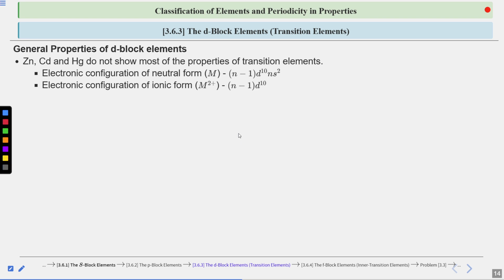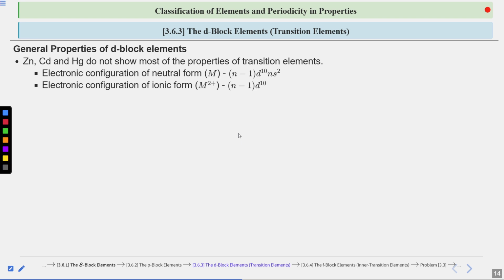No electrons are removed. So they are the only elements present in the d block, these 3, that do not belong to the transition elements. This is very, very important: zinc, cadmium and mercury are the only d block elements that do not belong to the transition elements. The reason behind it is that they have a complete d subshell in their neutral form, which is d10, you can see it, and in their ionic form also.